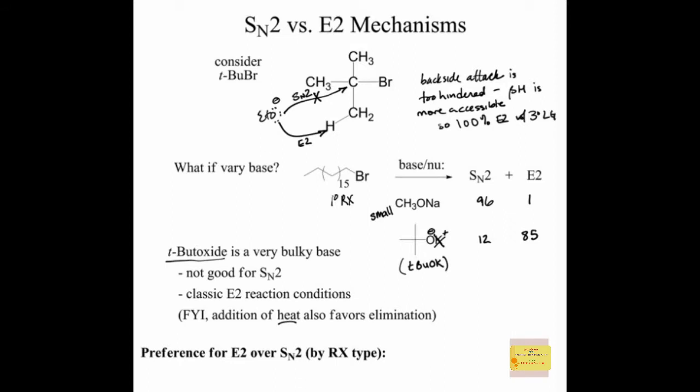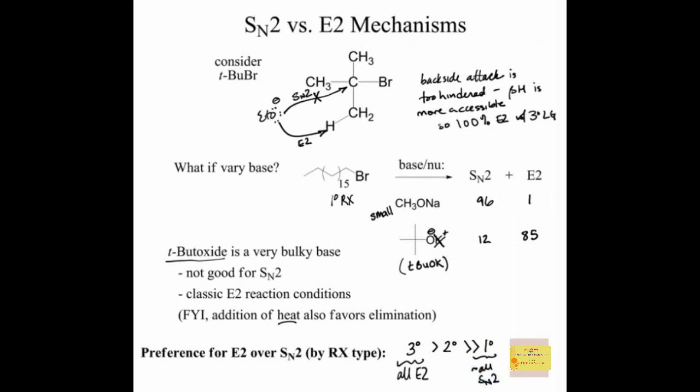So let's summarize. What would we say the preference is for E2 over SN2? So looking at a reaction type, which type of alkyl halide would really like to do the E2 elimination? Well, the tertiary is going to be the best. This is pretty much all E2 and no SN2 at all. Secondary still prefers E2, but you're going to have a little substitution. And here's where we see that big jump when we're looking at primary. This now is essentially all SN2.